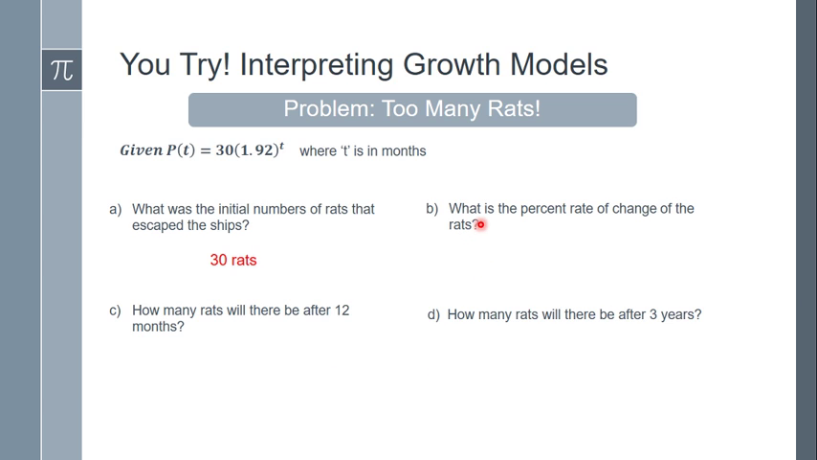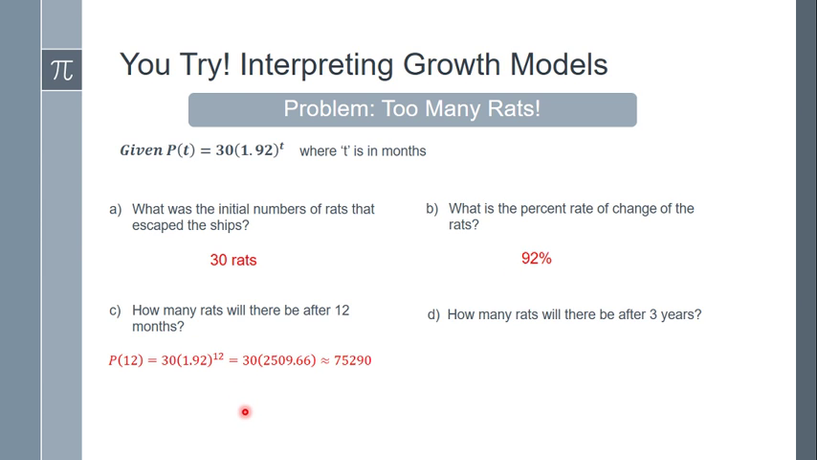Next, we want to know what is the percent rate of change? And to get that, I just have to take our number here, that's the base, this 1.92, and subtract 1. Or look at the part that comes after the decimal if there's a 1. So in that case we get 0.92, and 0.92 is 92%. So I would say there's a 92% rate of change. That means each month there's 92% more rats than there were the month before.